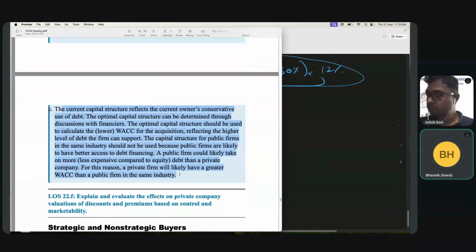Now you read this. The conservative debt they are using now is 3%. Conservative debt means very less, 3%, very less.